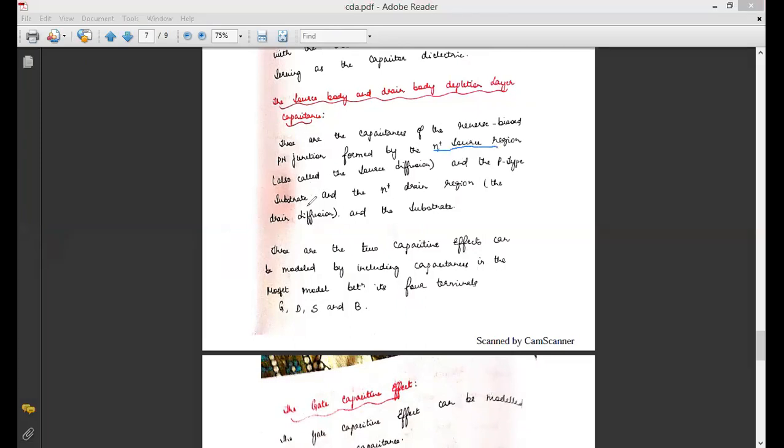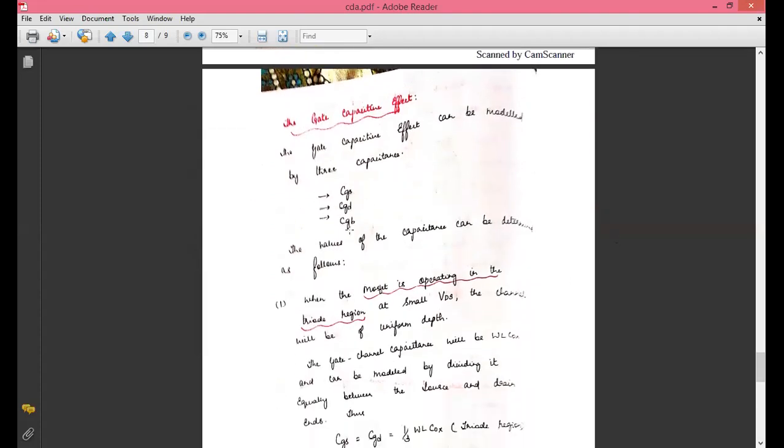So when N plus source and P plus substrate are reverse biased, I told you there exists the capacitance. Okay. So the two capacitance effects can be modeled by including capacitance in the models. The same thing has been explained, the same figure which I told you. These are the different capacitance effects. So for the gate capacitance effect, the three capacitance are CGS, CGD and CGB. Okay, these are the three capacitance effects. In gate capacitance effect, there are three types.